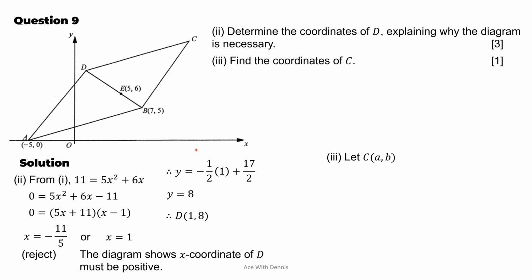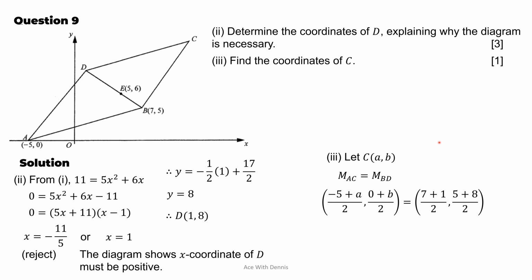Part 3. Let the coordinates of C be (a, b). The midpoint of AC equals the midpoint of BD, as this is a parallelogram, so this is one of the properties of the parallelogram. Now we know the coordinates of A, B and D. We just need to find the coordinates of C, so negative 5 plus a over 2, 0 plus b over 2 equals 7 plus 1 over 2, 5 plus 8 over 2.